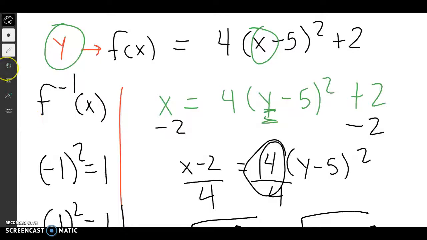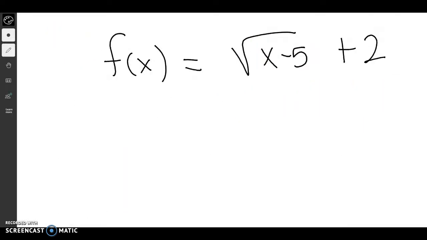Again, taking the inverse is a simple concept that can be a little difficult. The simple concept is all I do is switch x and y's. The more complicated thing is solving. Let's see one more solving example. Okay, let's try to find the inverse of this thing.